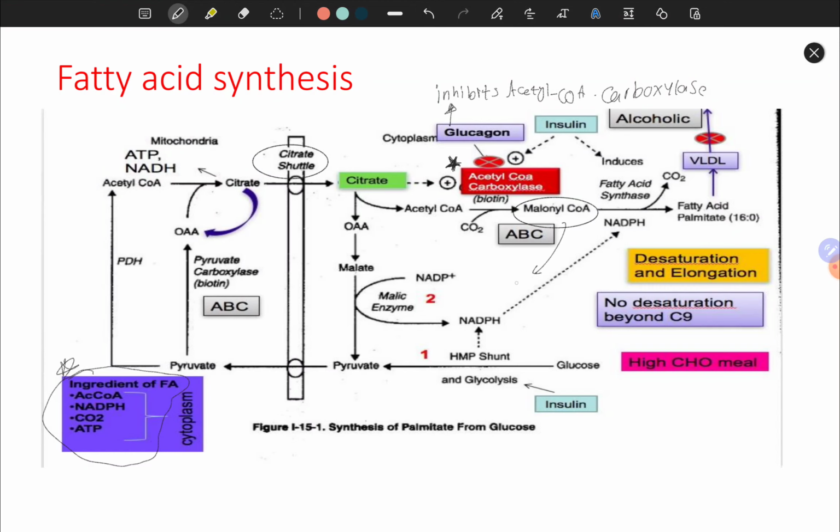Fatty acid will form inside the liver. Finally, it exits the liver in the form of triglyceride or VLDL.